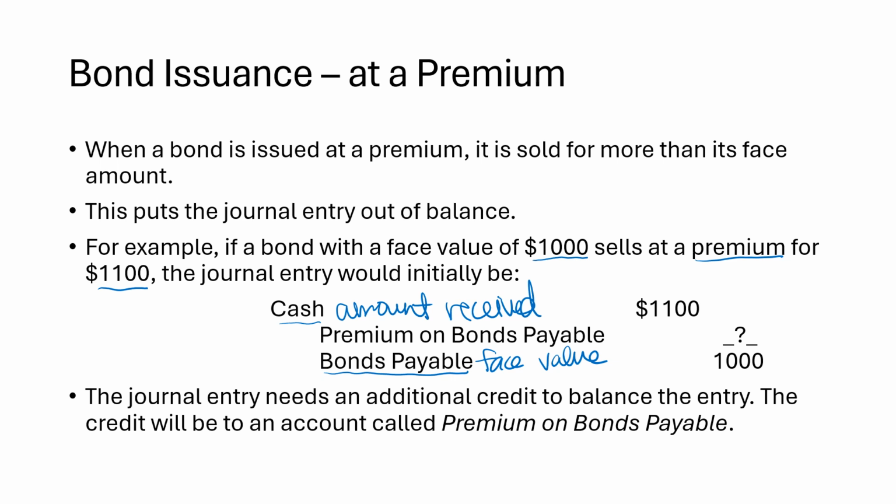So we need an additional $100 here, and the account that we will use for that is called premium on bonds payable. Premium on bonds payable is credited when we are initially recording the bond issuance. Not to get you confused, but remember, when we are issuing bonds at a discount, we debit the discount on bonds payable account. That's only when we're issuing. When we're issuing bonds at a premium, we credit the premium on bonds payable account.